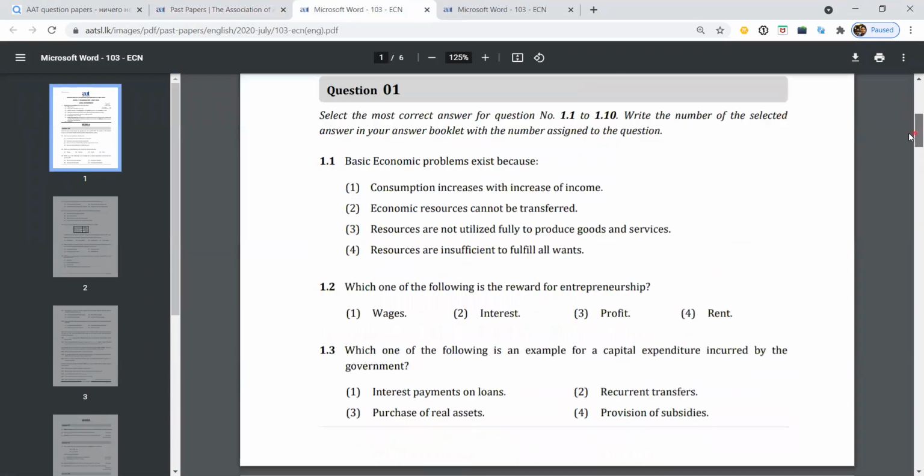2020 July paper. Basic economic problem exists. We can say resources are insufficient to fulfill all wants. All wants. Fourth one. Which of the following is reward for the entrepreneur? Entrepreneur's reward is profit. Which of the following is an example of capital expenditure of the government? Discuss karna hai.